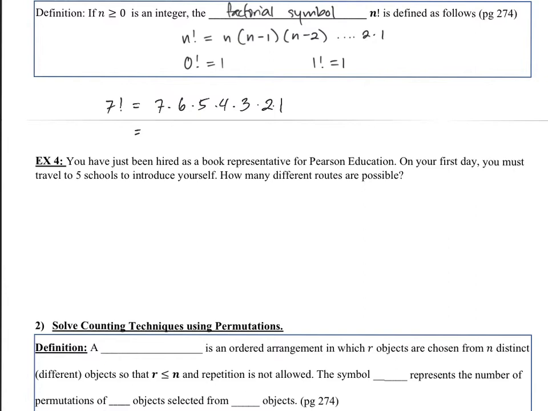Let me type that in. 7 times 6 times 5 times 4 times 3 times 2 times 1. Ooh, big number. 5,040. That is what 7 factorial is.